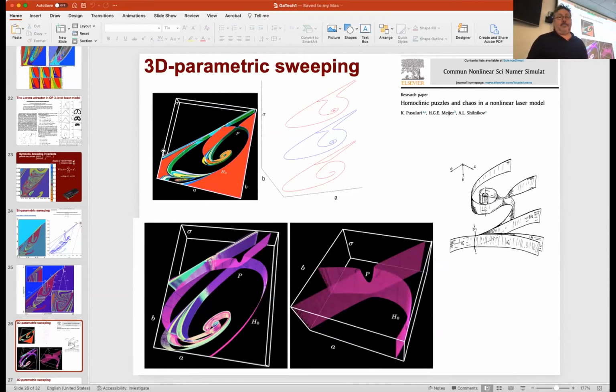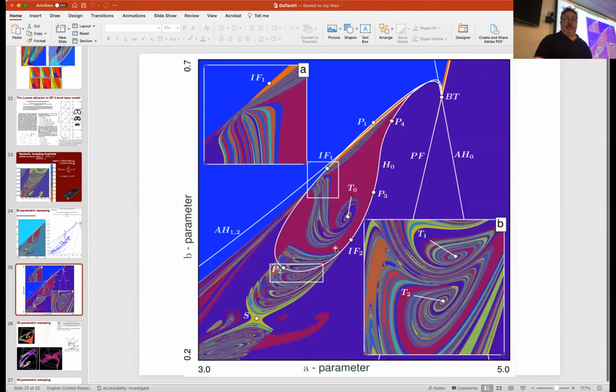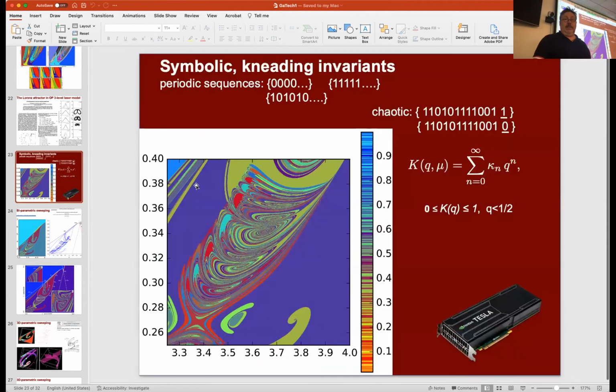GPUs let you do even more. They can let you create what's called a three-dimensional bifurcation diagram. We used to be in a plane. But if you remember here, between two points, there is always a saddle. Let me just see, yeah. You see that saddle over here?